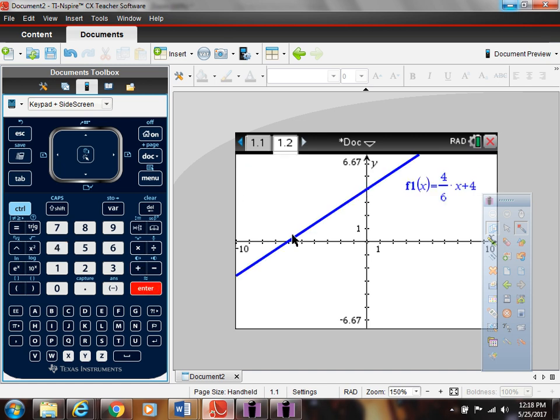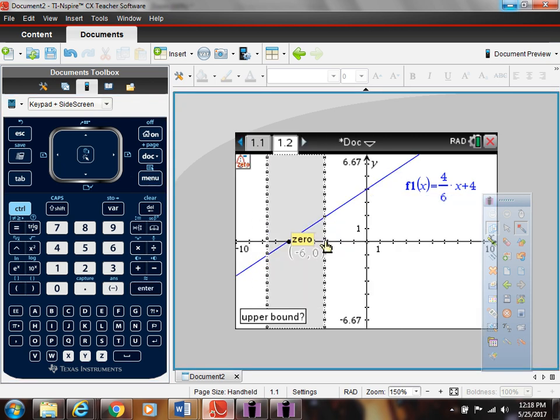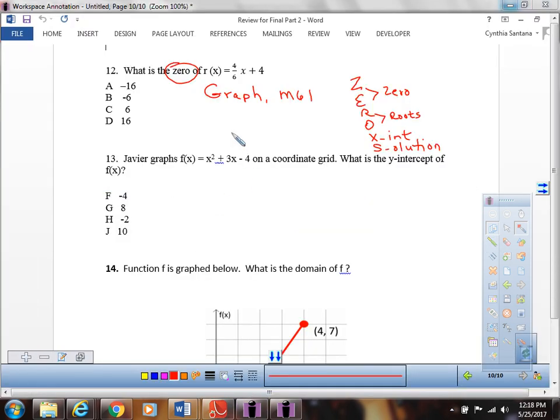So your zero is right here, where it crosses the x-axis. And you can even count. Look, you can tell where it's crossing: 1, 2, 3, 4, 5, negative 6. But if you want to make sure that it is just a negative 6, click and drag over it, and there it is. So menu 6, 1. Okay, so negative 6 is what we would put down.